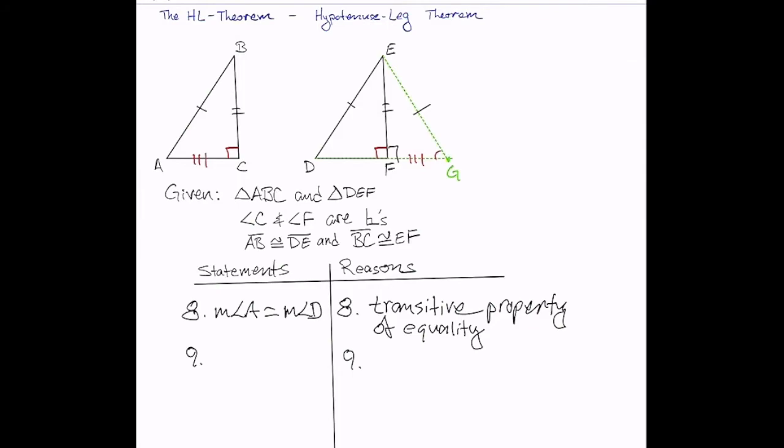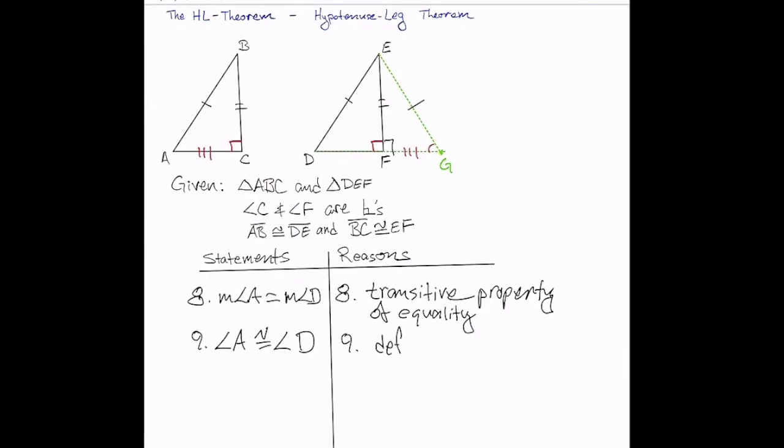So the next thing that we can say here now is that angle A is congruent to angle D. That's the definition of congruent angles. So I'm going to go ahead and mark that angle A is congruent to angle D.